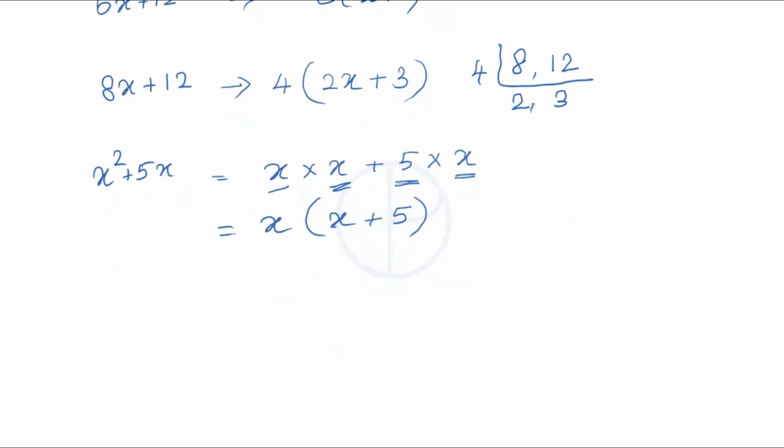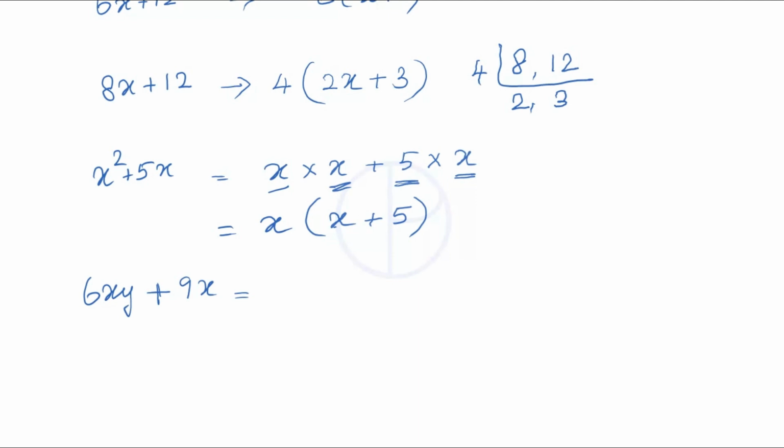Next, 6xy plus 9x. So in this case, both the variable as well as the common numbers are there. So we need to find the HCF. Look for common numbers, letters, or both. So in this case, we have to look for both.